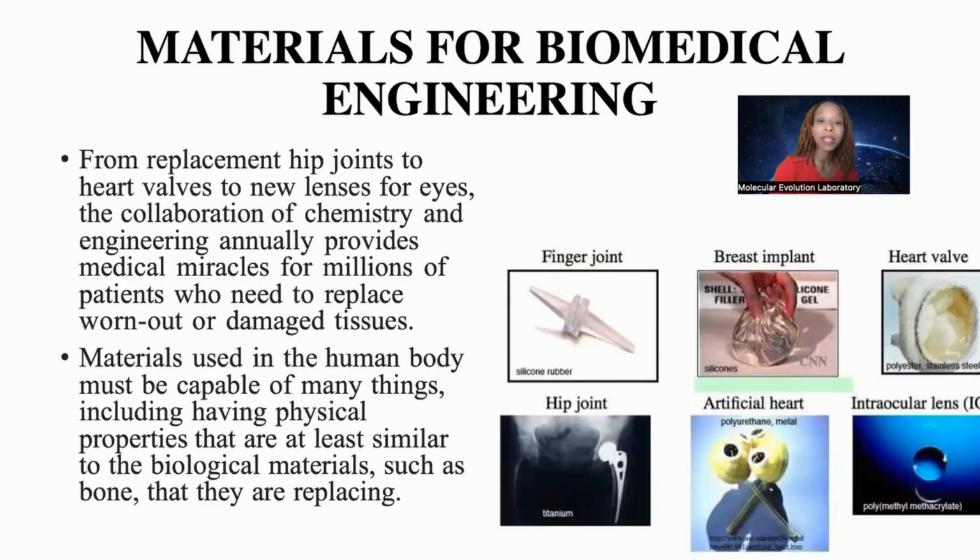From replacement hip joints to heart valves to new lenses for eyes, the collaboration of chemistry and engineering annually provides medical miracles for millions of patients who need to replace worn out or damaged tissues. Materials used in the human body must be capable of many things, including having physical properties that are at least similar to the biological materials, such as bones, that they are replacing.